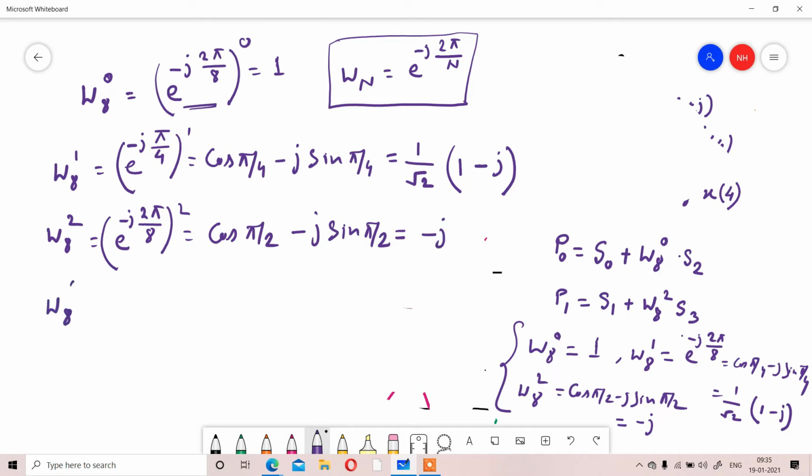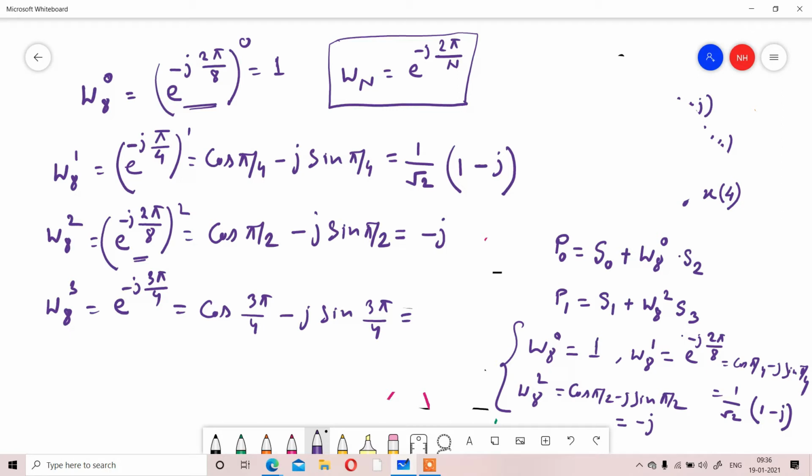Similarly, W8 cube, so that is the exponential part to the power 3. That means e to the power minus j pi by 4, into the power 3, that is 3 pi by 4. So it will be e to the power minus j 3 pi by 4, so it will be cos 3 pi by 4 minus j sine 3 pi by 4. So if we replace all the values, cos 3 pi by 4 value will be minus 1 by root 2, and sine 3 pi by 4 will be 1 by root 2.